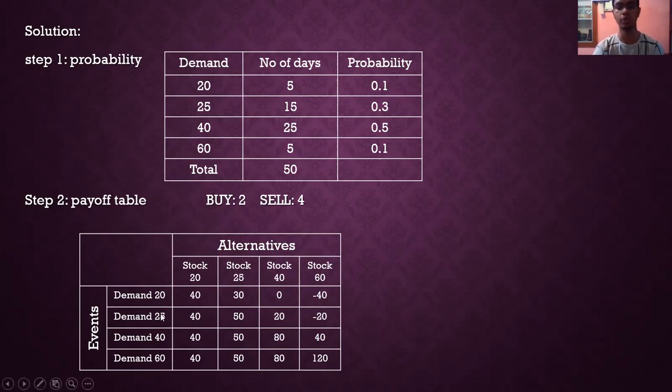So next we will go to the next row, which is demand 25. So here demand is more, but stock is less. When we have more demand, no need to worry. When we have less demand, that time we have to worry. So here we have a demand of 25, and we have a stock of 20. So we can only sell whatever stock we have. For the remaining demand, we can't do anything because we don't have any stock left with us.